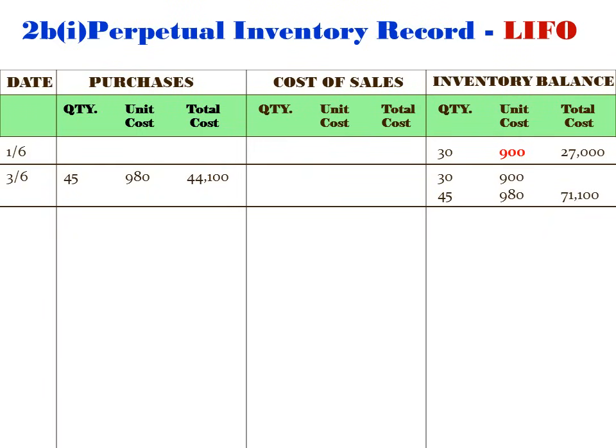Now, to demonstrate the last in first out, looking at the inventory, we have 45 units there at 980, and we have 30 at 900. We are using last in first out, so we have to take that 45 at the end first. The most recent are the first to go. And then we take the other 10 out of the 30. So at the end of the day, we are left with 20 at 900.